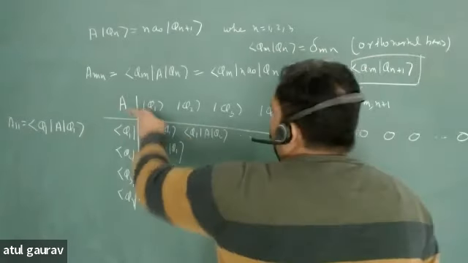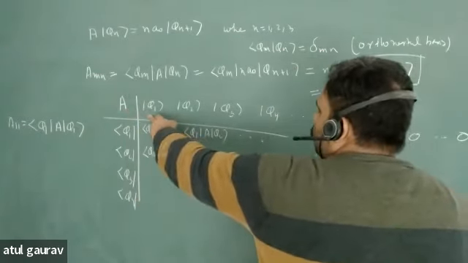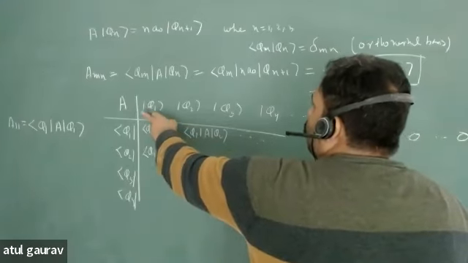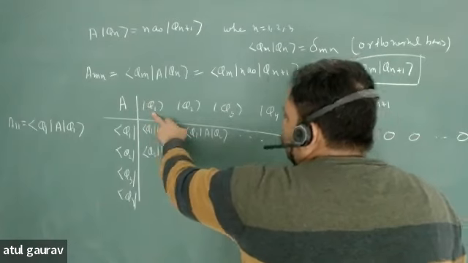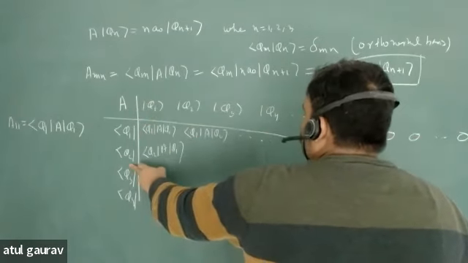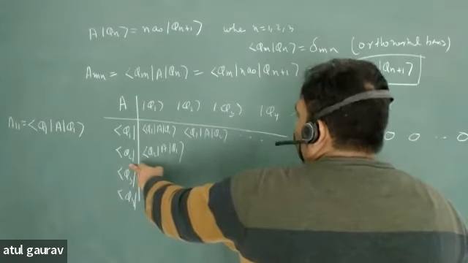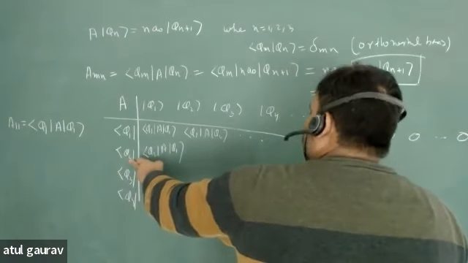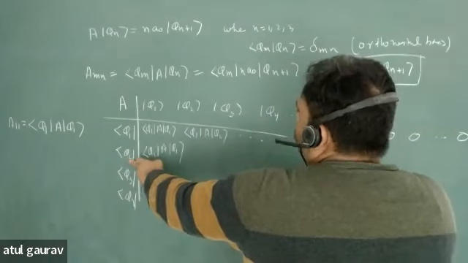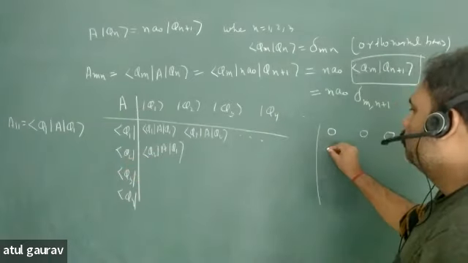Now A will operate on phi 1. What you will get? A naught phi 1, isn't it? Phi 2 and phi 2 is orthonormal, so that will be 1. So what will be this number? A naught.